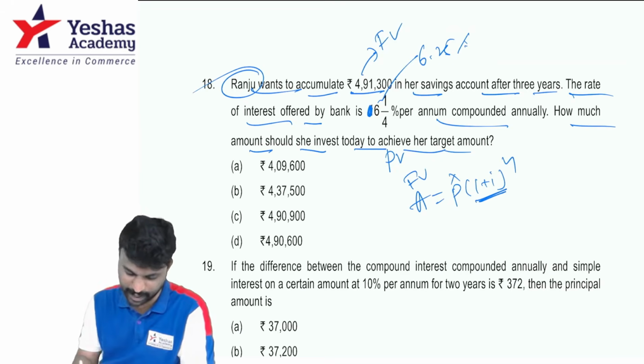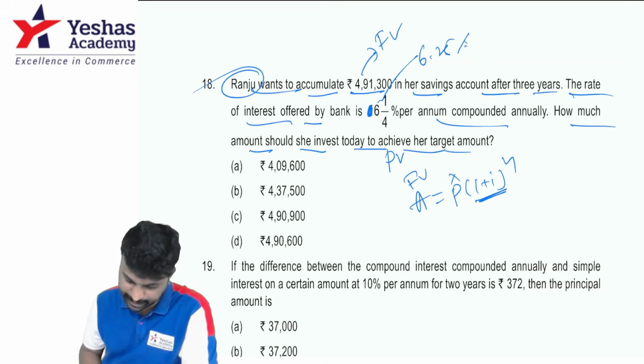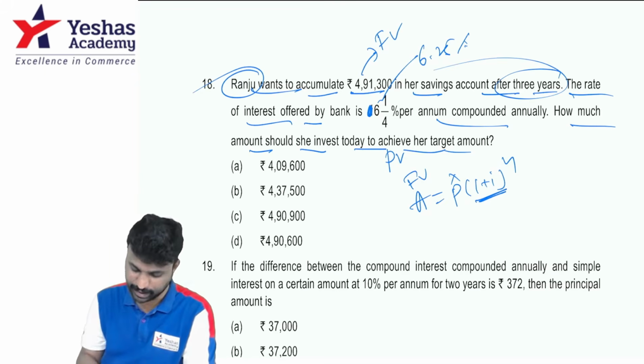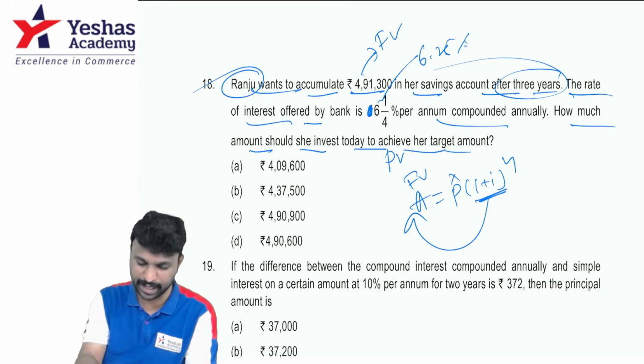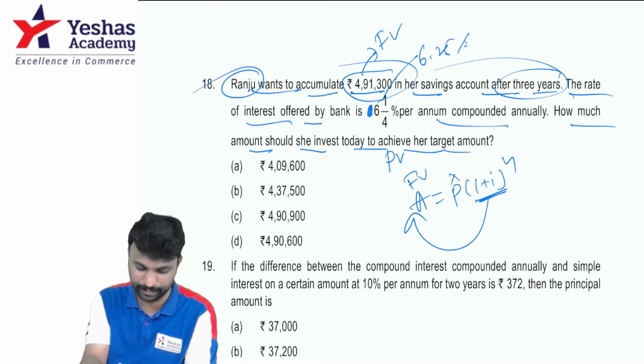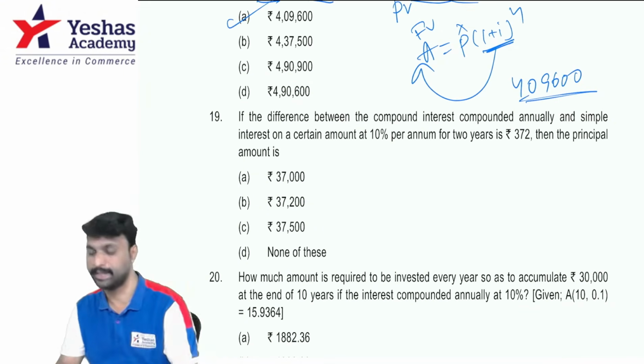So find out 1 plus I, that is 1 plus 6.25%. Raise the power to how many? 3 years. Press into equal to twice. Then transfer it to the other side, divide equal, and then press into 4,91,300. And that fetches me how much? 4,09,600. That means option A is the right answer.